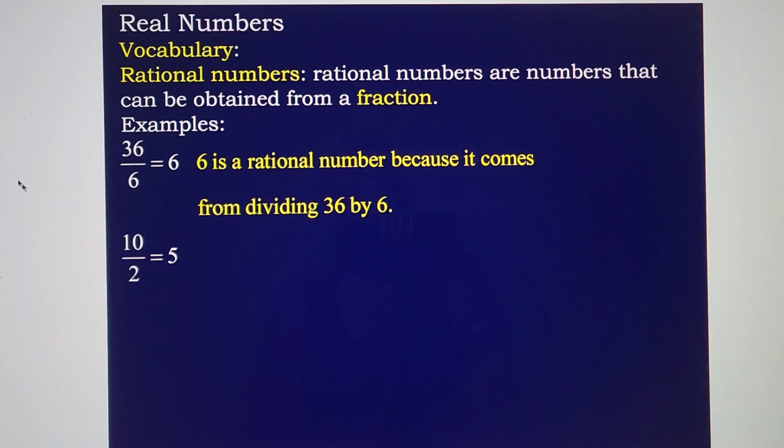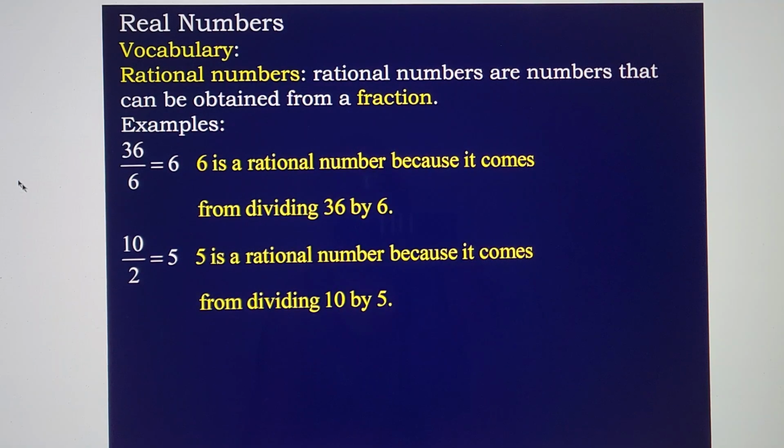Next example, 10 divided by 2, or 10 over 2, gives you 5. 5 is a rational number. 10 over 2 represents a rational number. And 5 is a rational number because it comes from dividing 10 by 2.